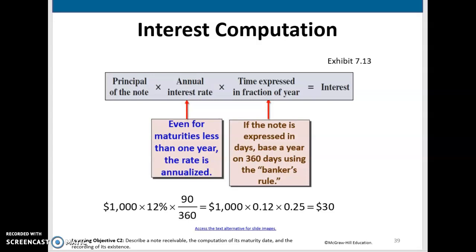How do we calculate interest on a note? We take the principal of the note, the $1,000, times the interest rate. Interest rates are usually quoted annually, so it will be an annual interest rate, times the number of days. In this case, it was 90, divided by 360. I'm going to allow you to use this. It's called the banker's rule. They use 360 instead of 365 for easier computations. And on this particular note, we get an interest amount of $30.